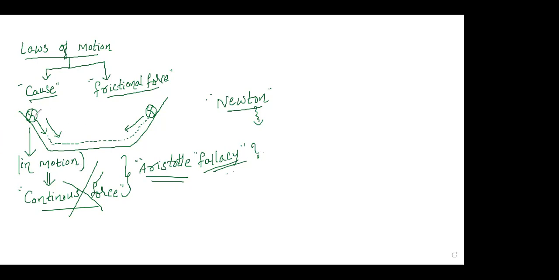Now, why is the object in continuous motion? If the object is in continuous motion, it means there is some inherent property in this object. If this object is continuously in motion, it is because of some inherent property present in the body.